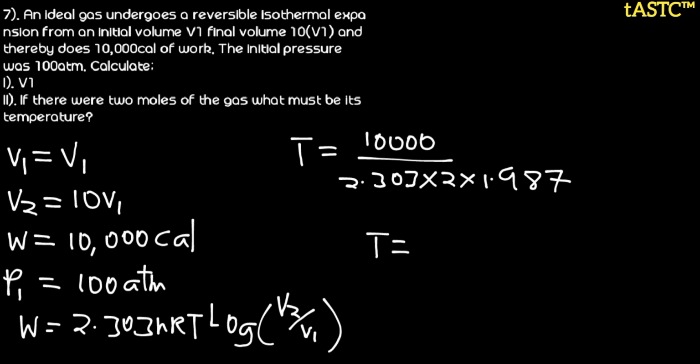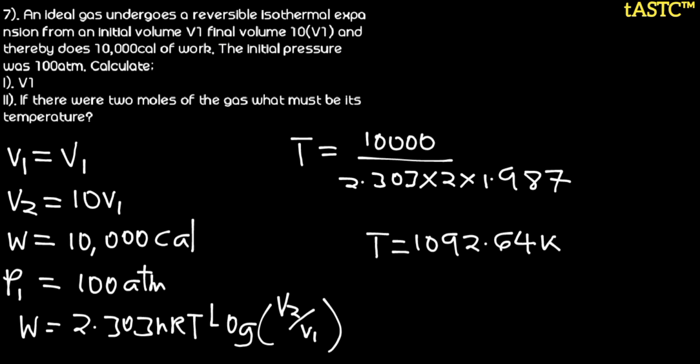So T is going to be 10,000 divided by 2.303 multiplied by 2 multiplied by 1.987. So that gives us 1092.64. This is going to be in Kelvin.